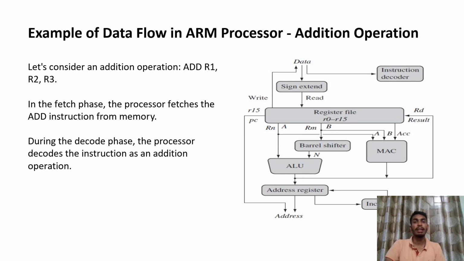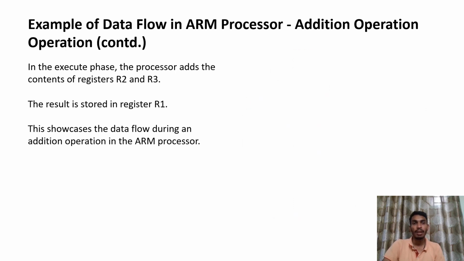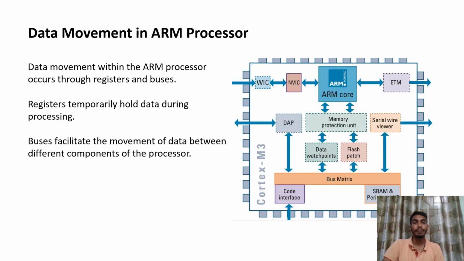Example of data flow in ARM processor: addition operation. Let's consider an addition operation, ADD R1, R2, R3. In the fetch phase, the processor fetches the add instruction from memory. During the decode phase, the processor decodes the instruction as an addition operation. In the execute phase, the processor adds the contents of registers R2 and R3. The result is stored in the register R1. This showcases the data flow during an addition operation in the ARM processor.